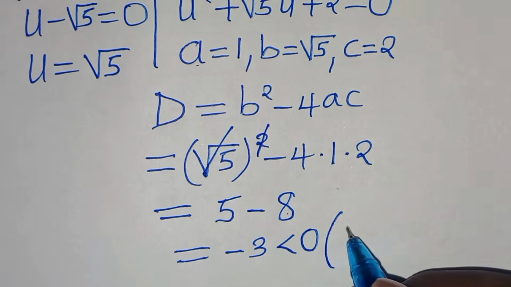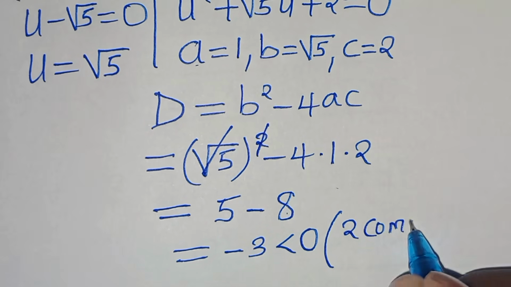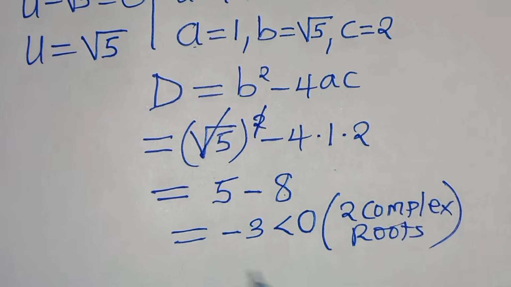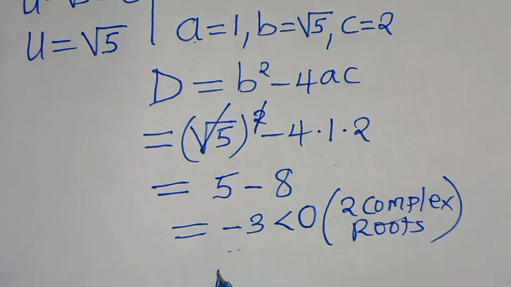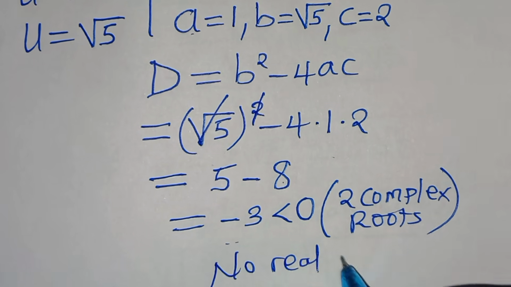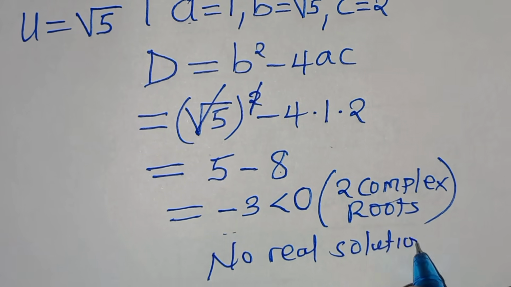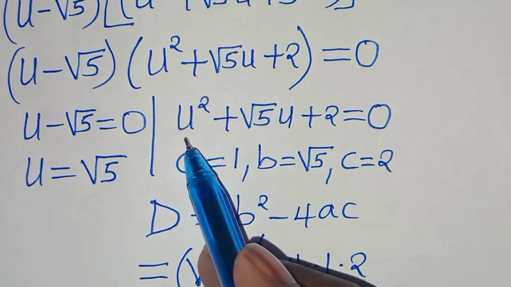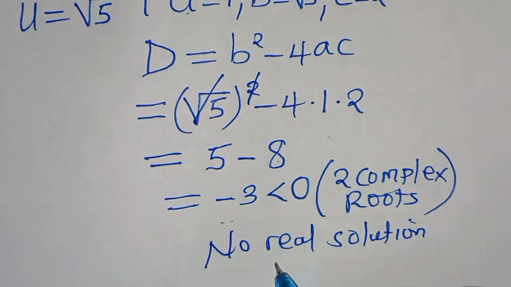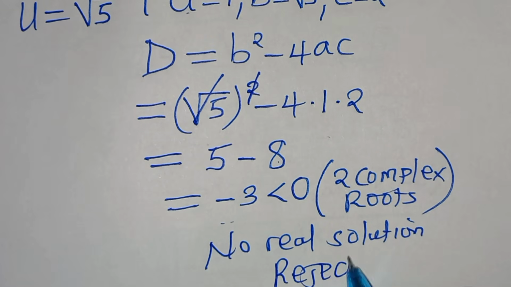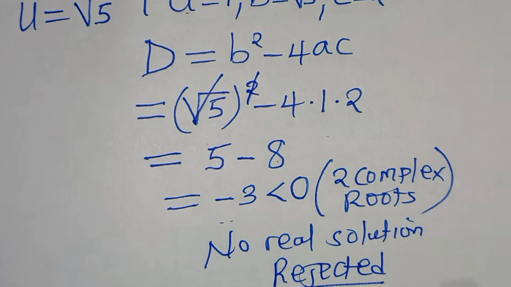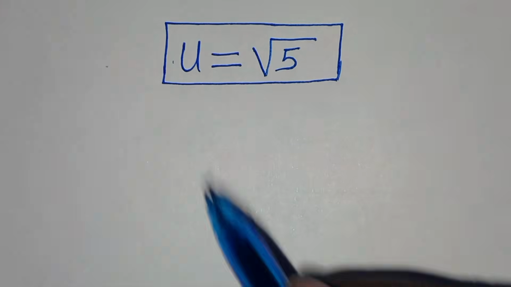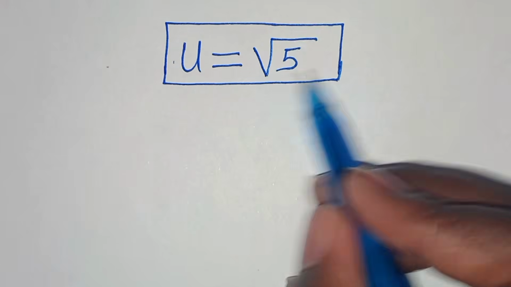What this means is that we have two complex roots, and this indicates that there is no real solution that can be obtained from this quadratic equation. Therefore, this quadratic equation is rejected. Now we have that u is equal to square root of 5.